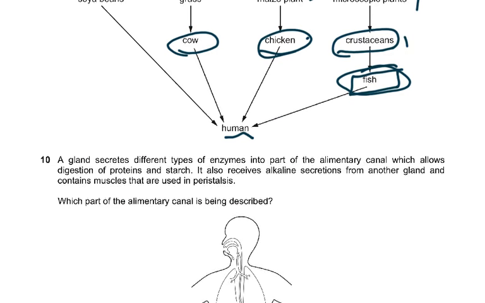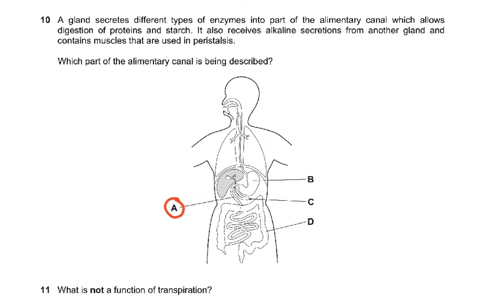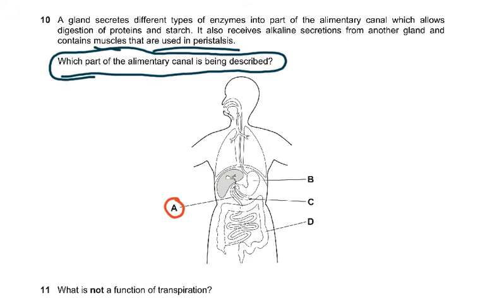Then we come on to question number 10. A gland secretes different types of enzymes into the part of the alimentary canal which allows digestion of proteins and starch. It also receives alkaline secretions from another gland and contains muscles that are used in peristalsis. Which part of the alimentary canal has been described?